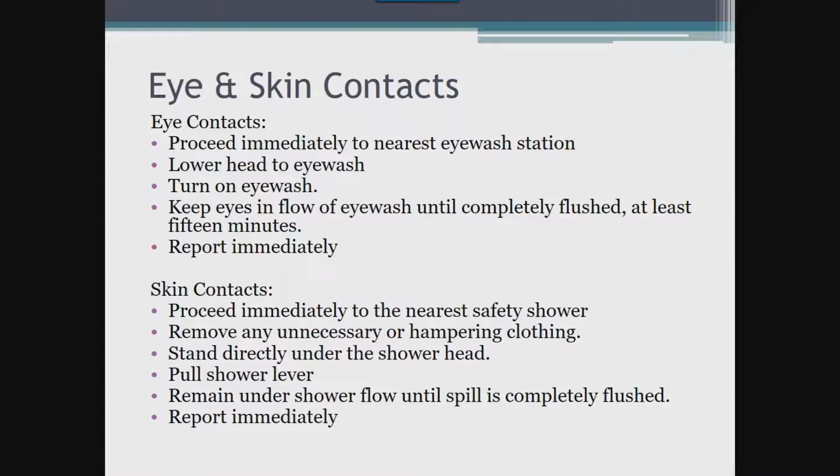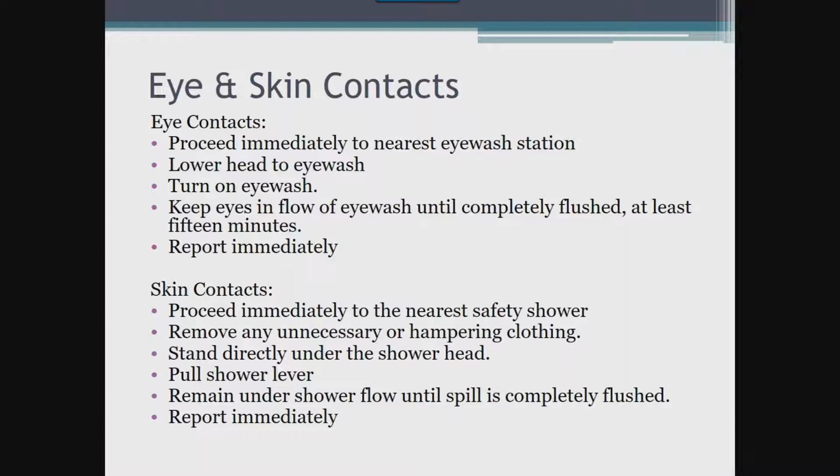The employee should remove any unnecessary or hampering clothing in order to fully flush the area and not recontaminate themselves. Personal safety should take precedence over modesty. Clothing may have to be cut off in some cases to avoid spreading a chemical to other parts of the body, with particular attention to the face by not pulling contaminated clothing up over the head.